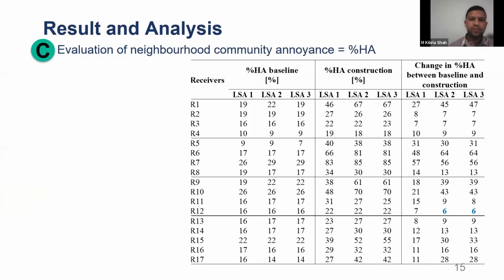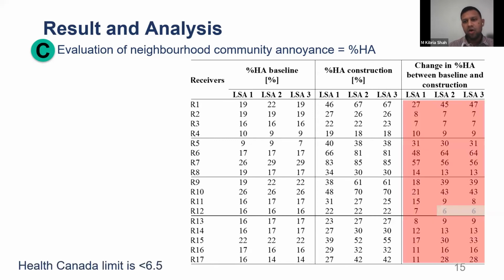After that, we calculate the percent HA, the percent highly annoyed. If we don't have any noise control in place during the construction, all of the locations except two exceed the percent HA limit of 6.5. Only these two receiver points, in LSA2 and LSA3, just barely meet the Health Canada limit, and all other locations exceed the Health Canada guideline. Health Canada guidelines say the change in percent HA between the baseline and construction should be below 6.5. So this naturally triggered that we need to put in noise control measures.